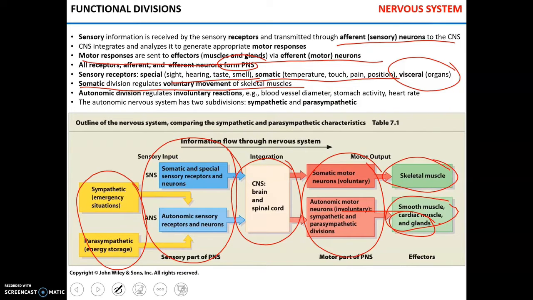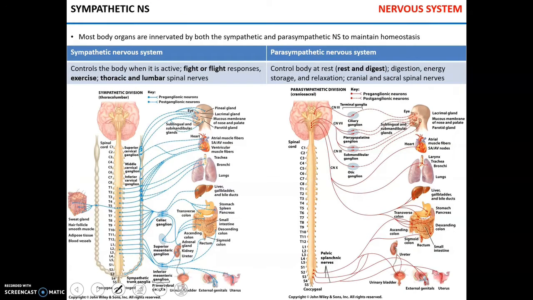Within the autonomic nervous system, there are two subdivisions, the sympathetic subdivision and the parasympathetic subdivision. The majority of body organs are innervated, that is, controlled, by both the sympathetic and parasympathetic nervous systems. They usually exert opposite effects. If the sympathetic system stimulates an organ, the parasympathetic will inhibit it. So responses governed by the sympathetic nervous system deal with fight or flight, responses during exercise, responses that are necessary when the body is active.